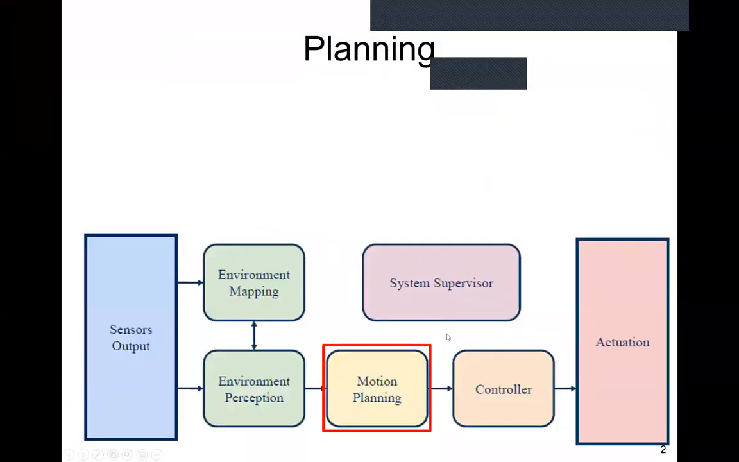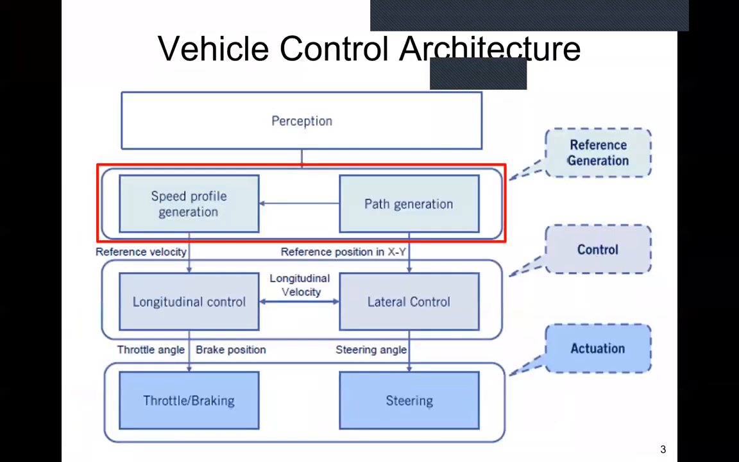So here's the overall architecture. We now move from control to planning. A little bit out of order because I wanted to give out the assignment. So I discussed control first. So in this picture, we saw this planning part with path generation and speed profile generation.